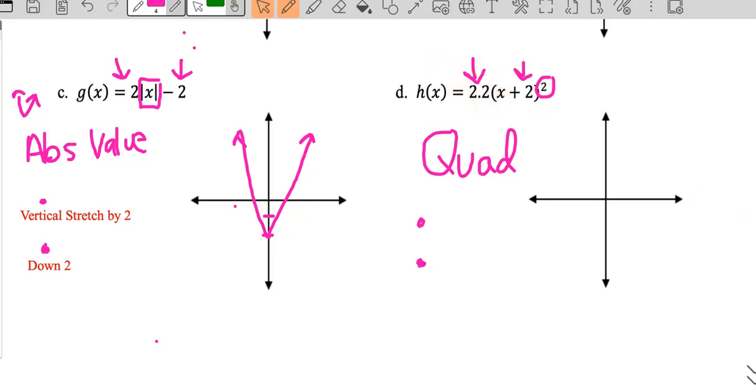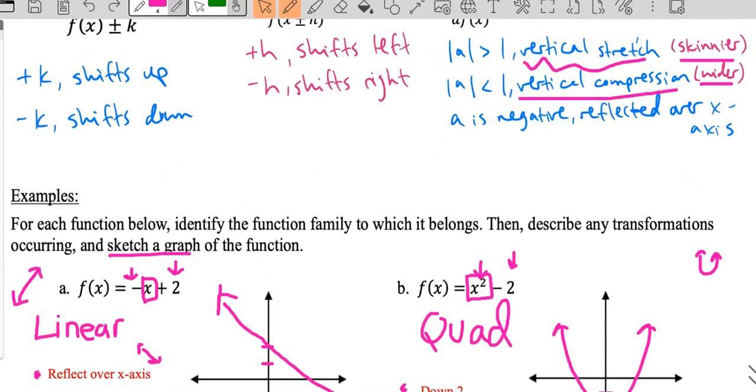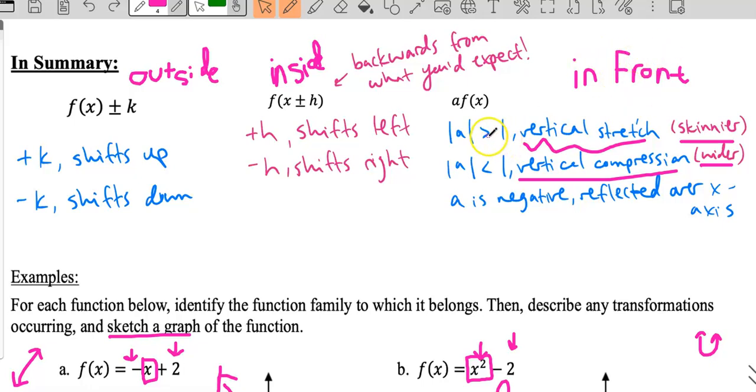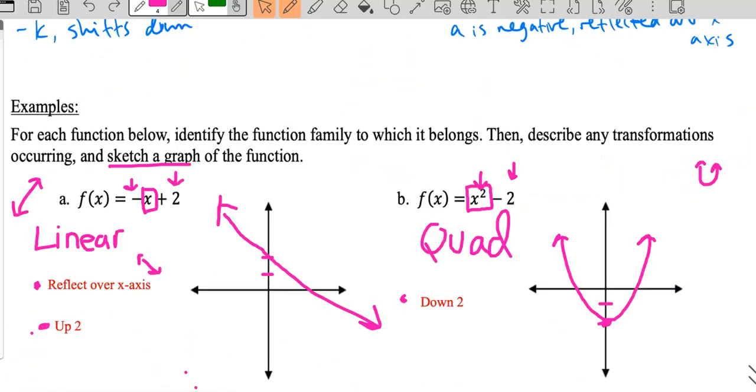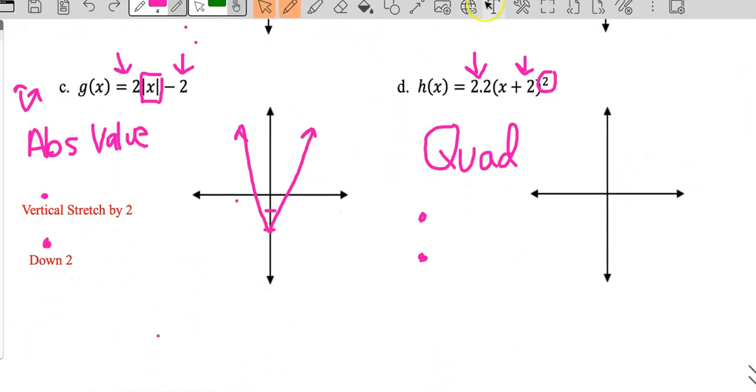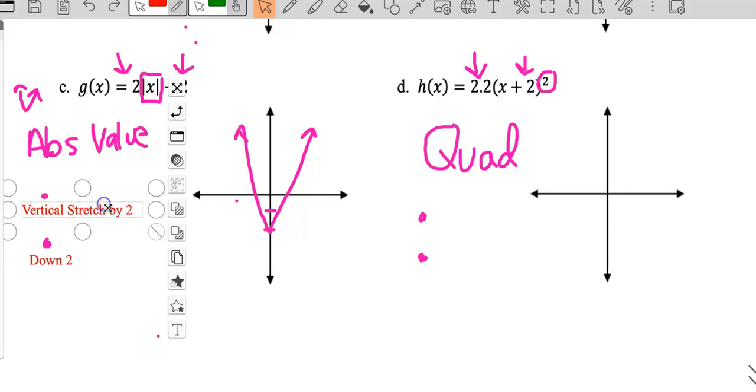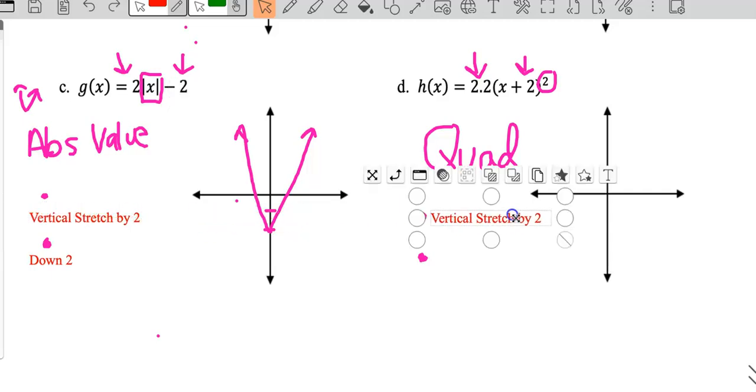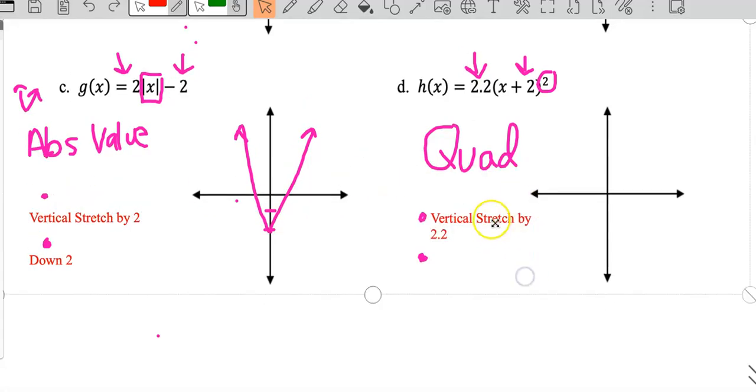So in front, let me scroll on up. In front, over here, is it bigger than 1 or smaller than 1? 2.2 is bigger than 1, so that's going to be another vertical stretch. I'm going to copy that: vertical stretch by 2.2.